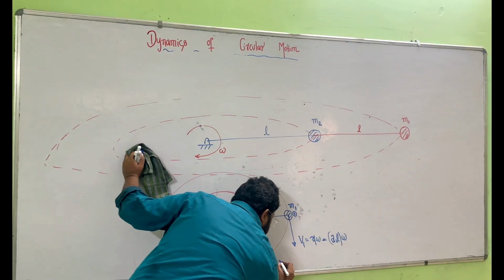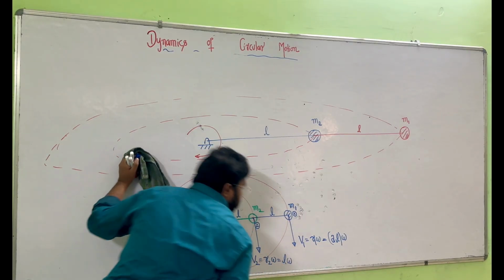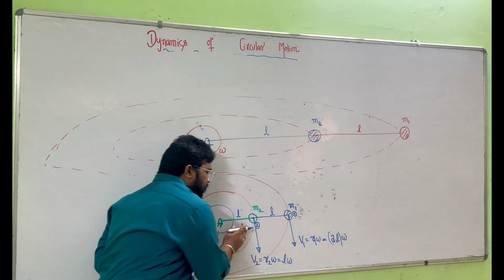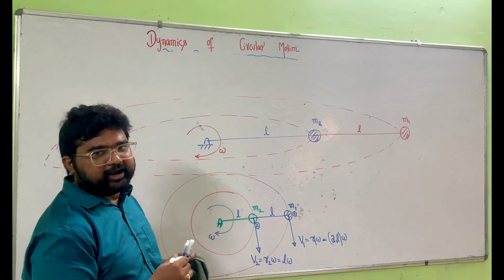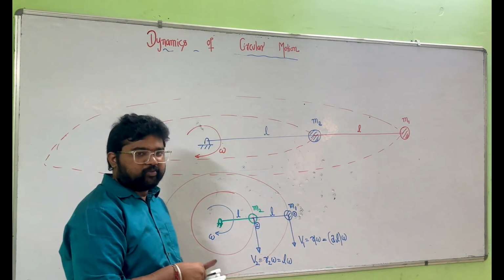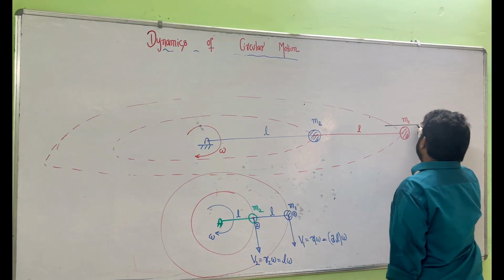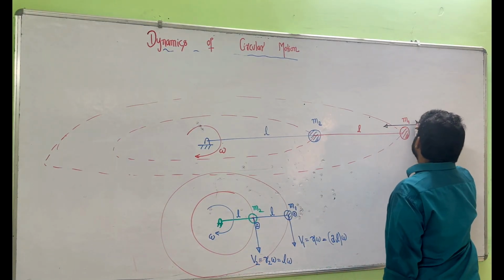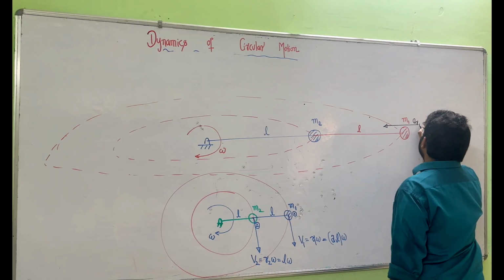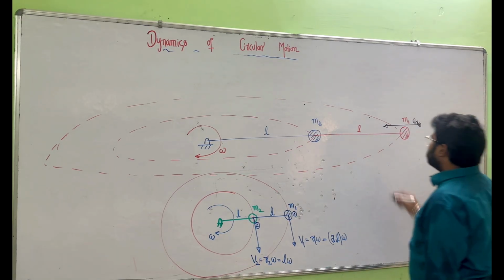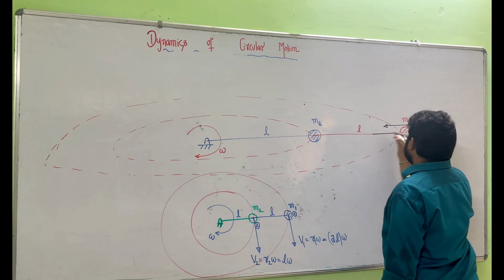Then what do we get? L omega. Understood? So this is mass M2 and mass M1. See here. In this case, radial acceleration always acts towards the center of circular motion. Clear?